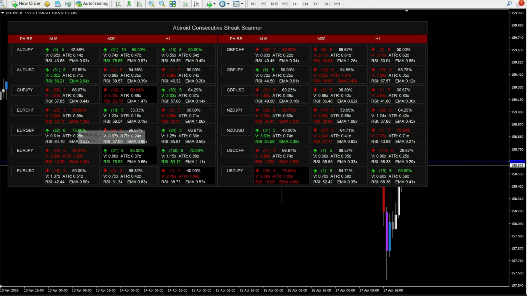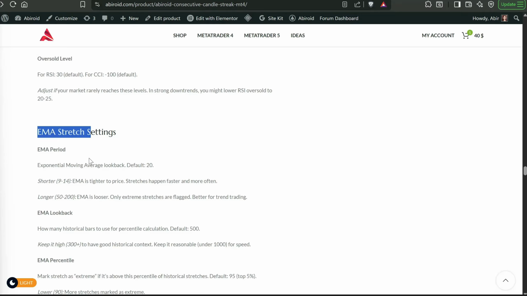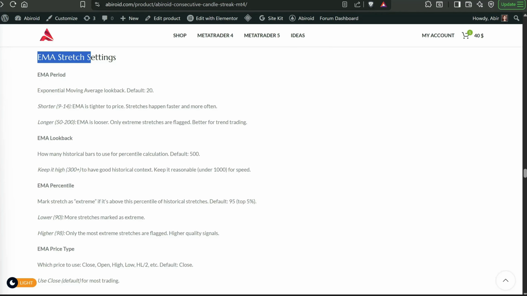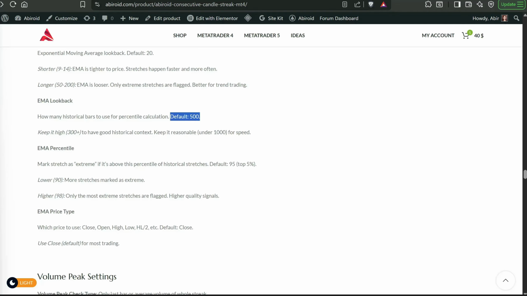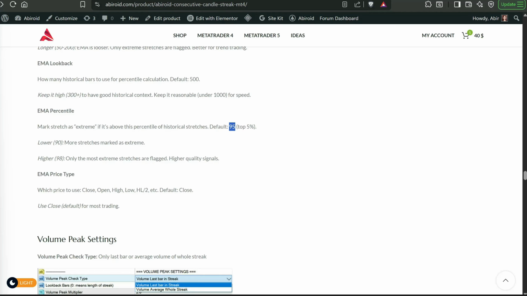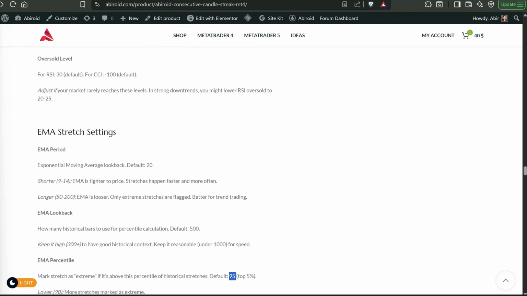Next up we have EMA. Now this one is a bit complicated, but it's really my favorite one. Now the EMA Stretch will check the look back number of bars, and it will find the moving average for those look back number of bars. Let's say your default look back is 500 bars. So it will look through those 500 bars and it will find when the market had extreme EMA. The default is 95 percentile. If our current streak's EMA is stretched even more than this, in that case, it will show you the multiplier.